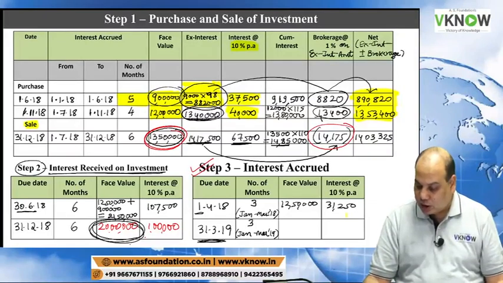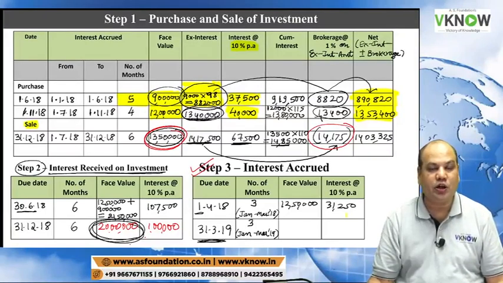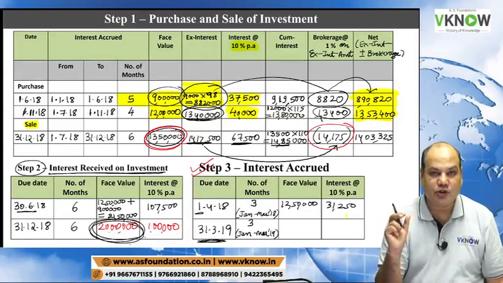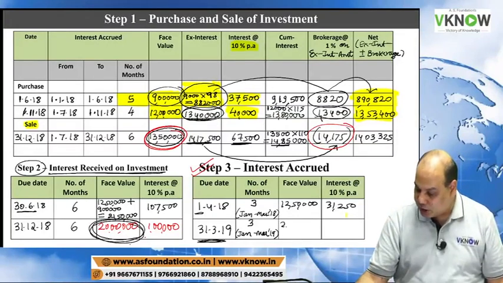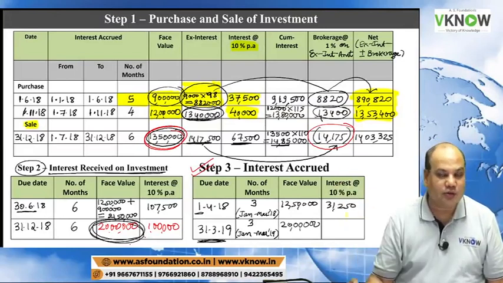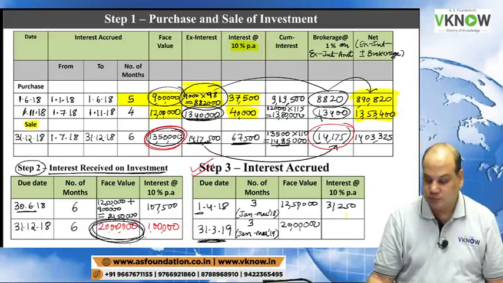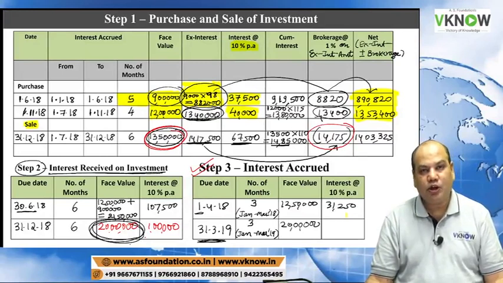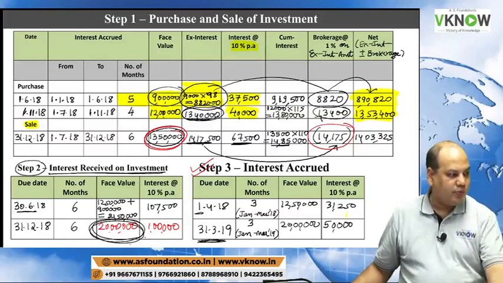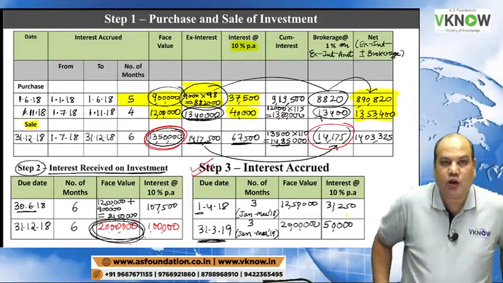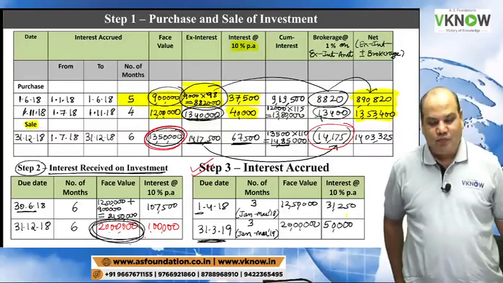Step 2. After 31st December 18, there is neither purchase nor sale. If there is neither purchase nor sale, the same 20 lakh I can write as closing balance also. Correct? So 20 lakh into 10% into 3 by 12. That comes to 50,000.